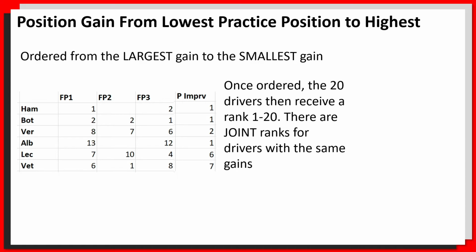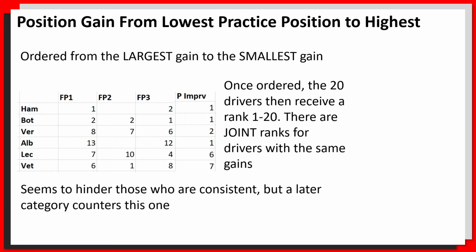Now, I'm sure as some of you have noticed, this category seems to hinder those who are consistent. For example, Lewis Hamilton. He achieved a position 1 in FP1, nothing in FP2 as he didn't run as it was rainy, and then FP3 he was P2. And therefore he only had a positional improvement of 1, whereas Sebastian Vettel, who was extremely inconsistent, P6, P1 and P8, receives a higher rank overall as he had the most improvement.